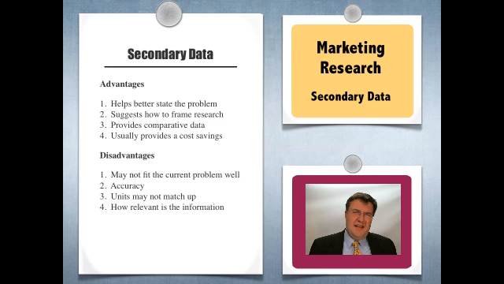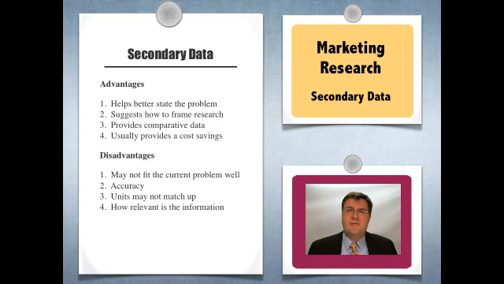The units might not match up. Maybe your study was males from the age of 18 to 25, then 26 to 32. Maybe a different study is saying 18 to 21, 22 to 25, 26 to 37. If those units don't match up, sometimes it's hard to identify what the information is truly saying in a comparative setting.